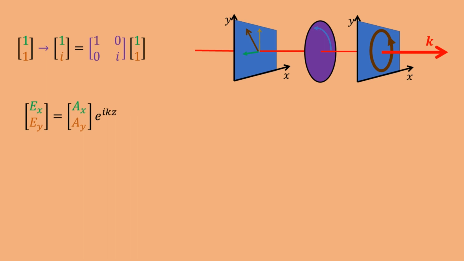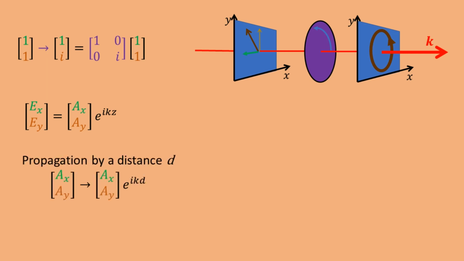Let's ignore the factor e to the power minus i omega t because it's a global phase factor, so it doesn't affect the phase difference between the x and y component, so it doesn't affect the polarization state. We are left with the phase factor e to the power ikz, which is for now also an irrelevant global phase factor, but we'll see in a minute how it can be made relevant. This phase factor tells us that as the field propagates by a distance d, it undergoes a phase shift of e to the power ikd.